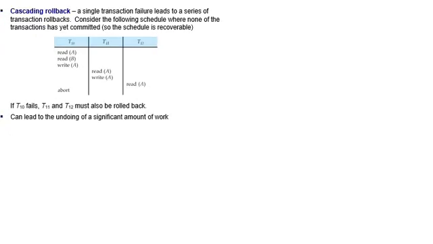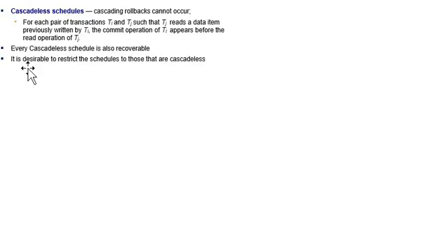This is a cascading rollback operation, where a single transaction failure leads to a series of transaction rollbacks. Consider the following schedule where none of the transactions has yet been committed. A cascadeless schedule is also recoverable, and it is desirable to restrict schedules to those that are cascadeless. Thank you.